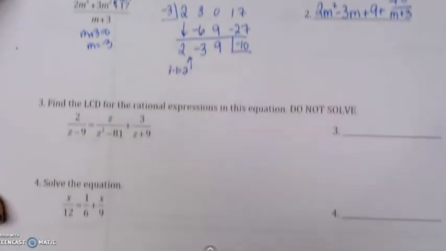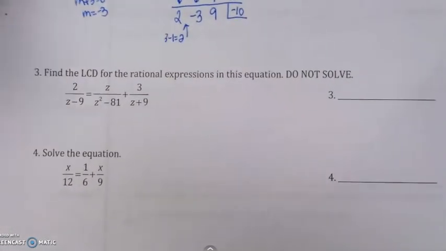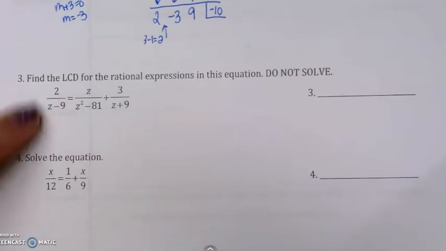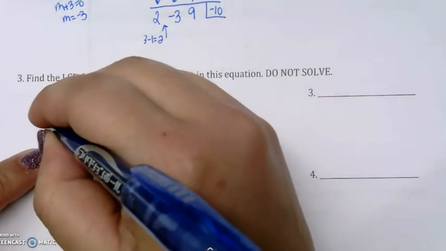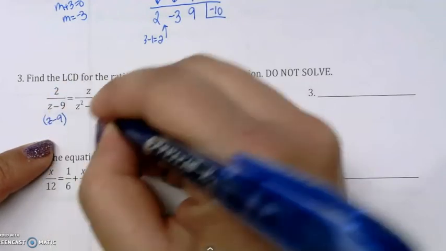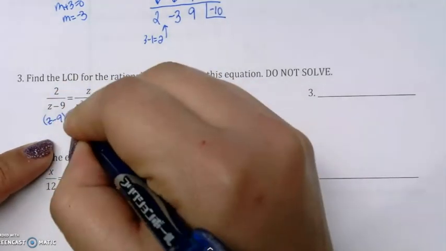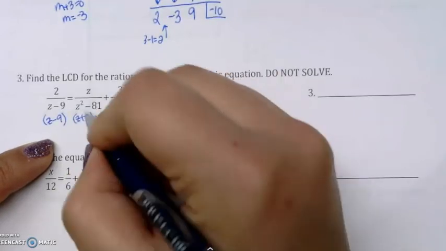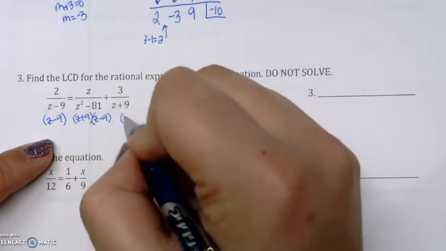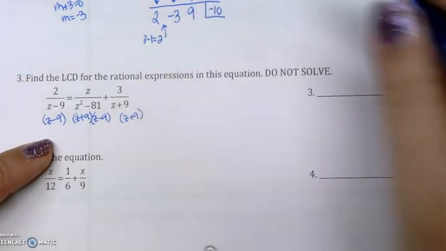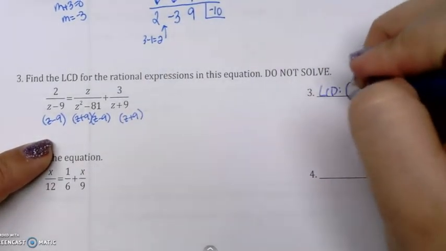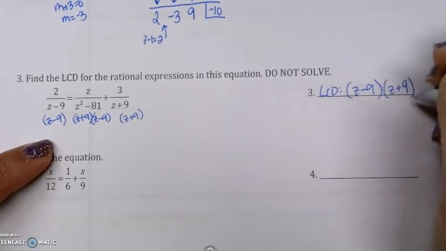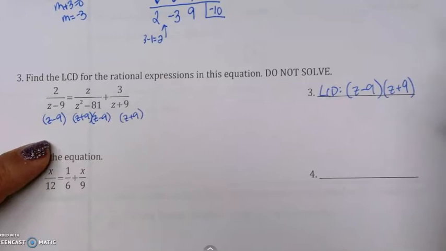And then we'll look at number 3. So in number 3, we just want to find the LCD. We do not want to solve. So for the LCD, I'm looking at factoring each denominator: z minus 9. The second denominator is a difference of squares, so z plus 9 times z minus 9. And then the third denominator is just z plus 9. So the LCD is z minus 9 times z plus 9. And it doesn't matter if you put the plus or the minus first because it's multiplication.